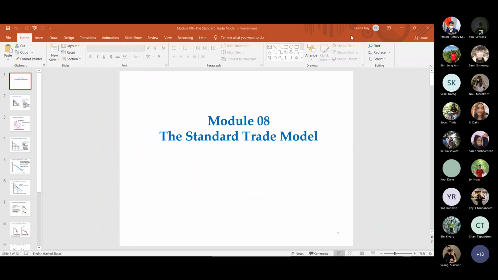Have you scanned through the material already or not yet? I give you 10 minutes to scan through the materials about the standard trade models, and then we will go through this module together, okay? Just try to understand what is the concept behind the standard trade model. So please take your time, around 10 minutes, to scan through this.